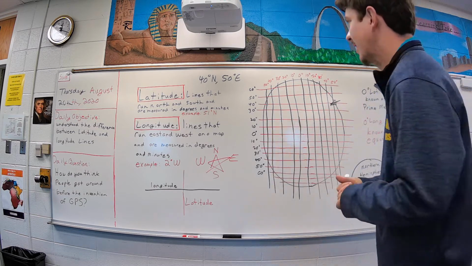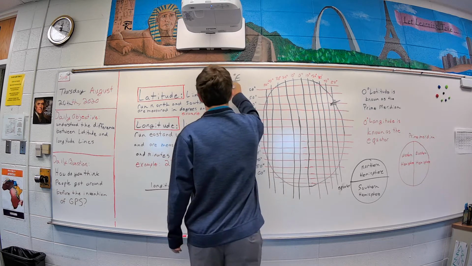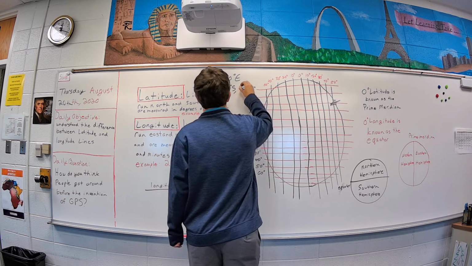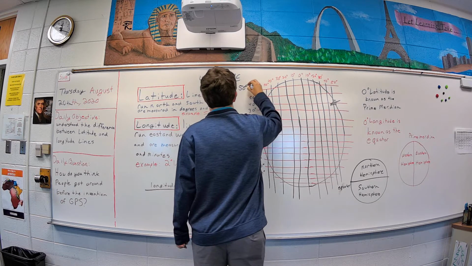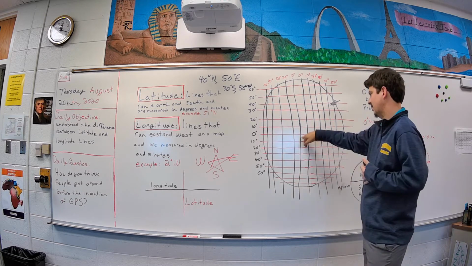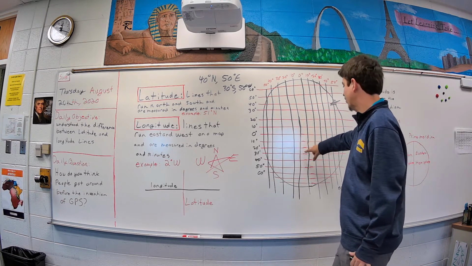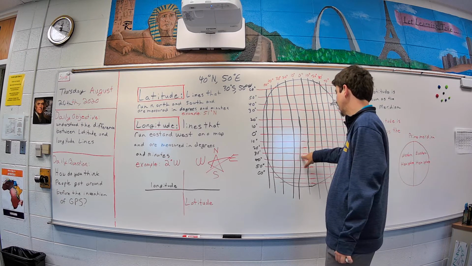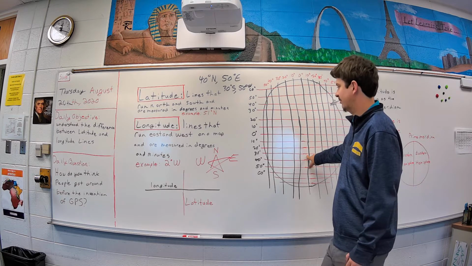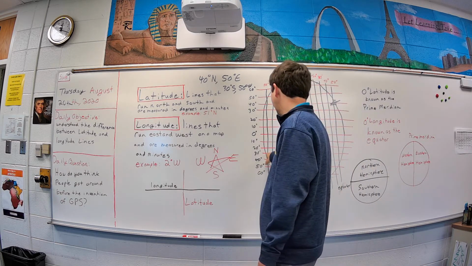And then same thing, if I gave you another one that said 30 degrees south, 50 degrees west, you would start again at the equator in the center. Okay, and you want to go 30 degrees south, so you want to go here, 30 degrees south, and then 50 degrees west would take you over to right about here.